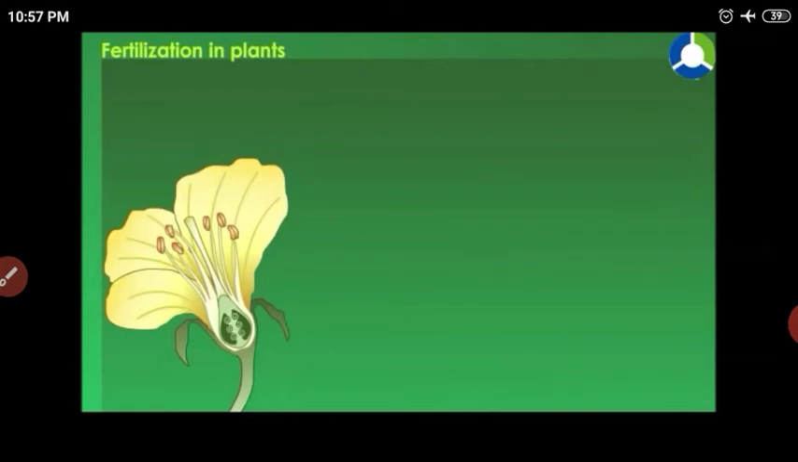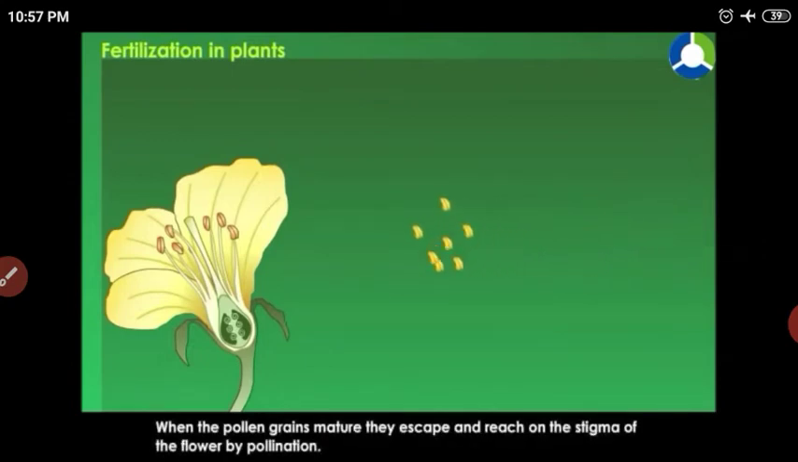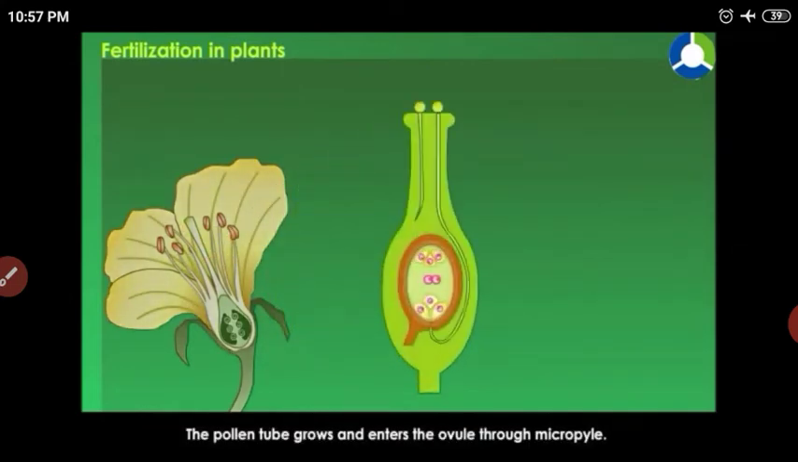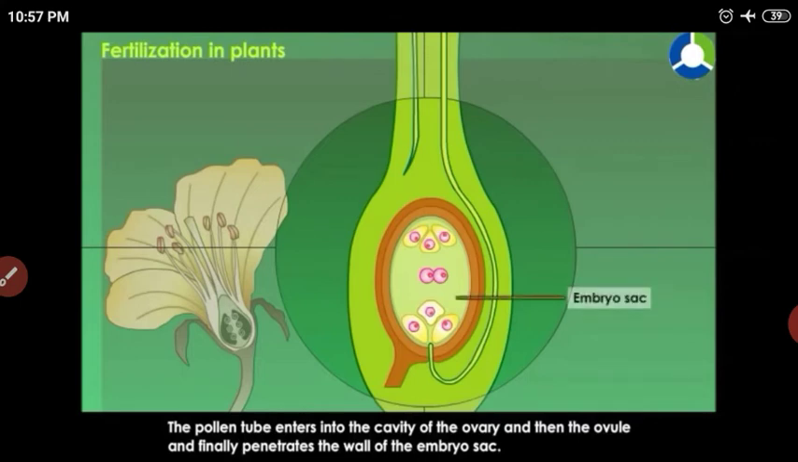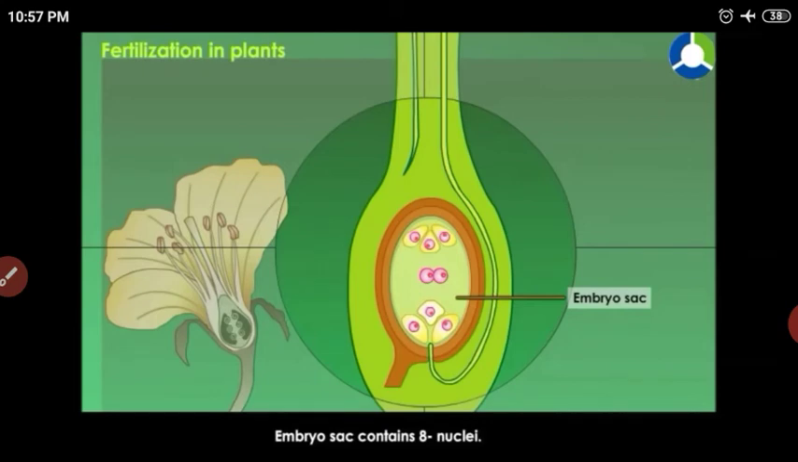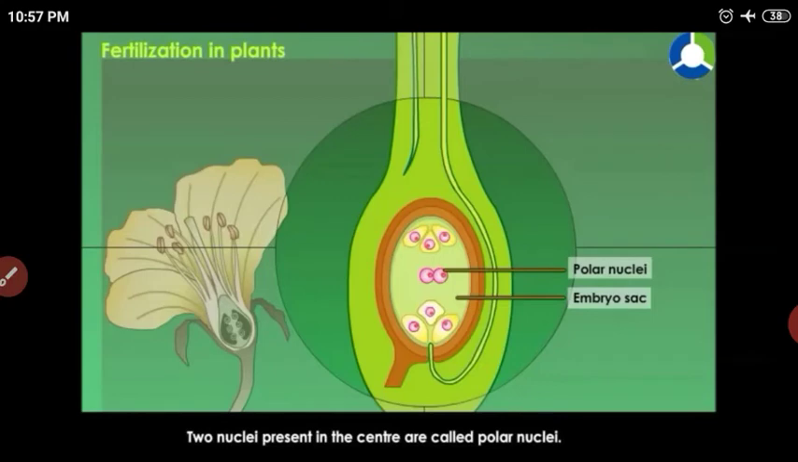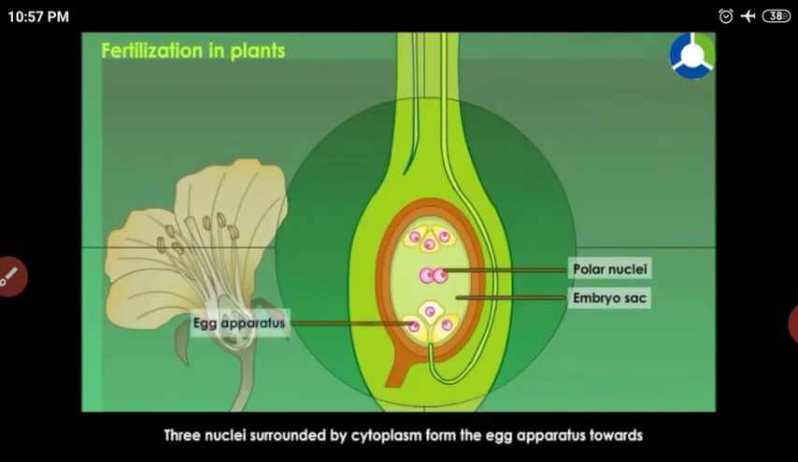is mature and falls on the stigma, there is a sugary substance. The pollen grain grows the pollen tube, and this pollen tube enters the ovules. This pollen tube carries the two nuclei. The ovule contains the 8 nuclei. The center is called the polar nuclei, above are the antipodal cells, and below is the egg apparatus, meaning the one egg cell and the two synergids I told you.